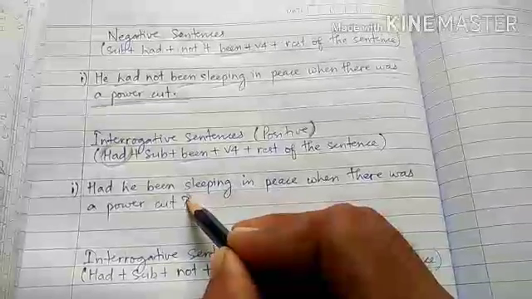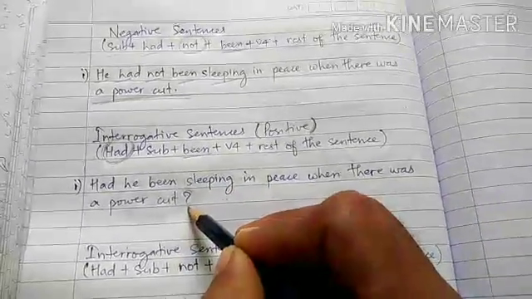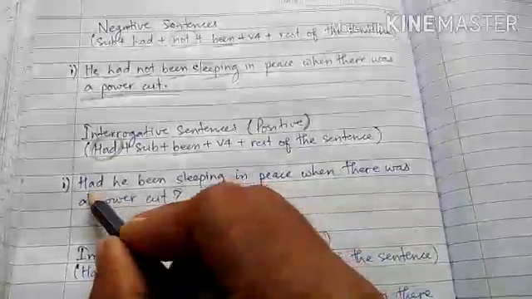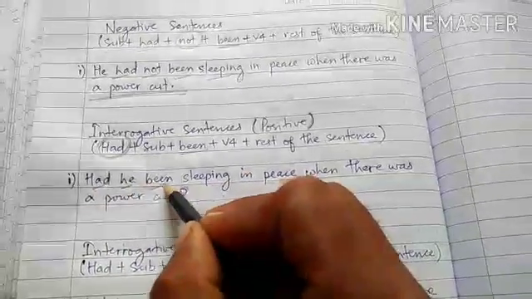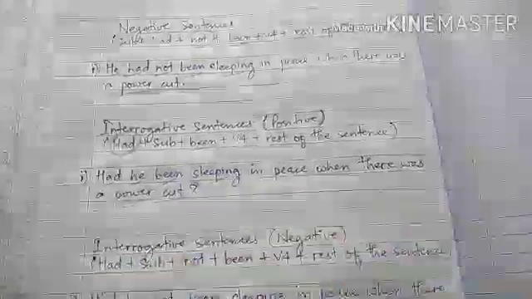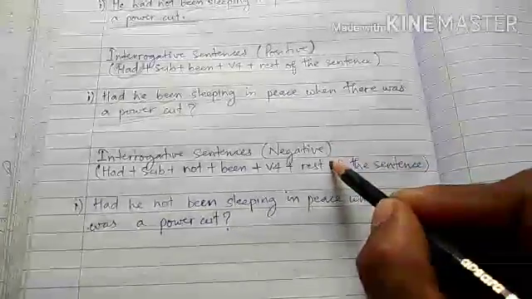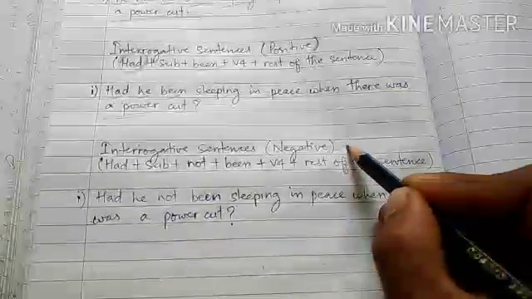This is the positive interrogative sentence in the past perfect continuous tense. Had plus subject plus been plus before plus rest of the sentence. Okay, I hope you have understood. Now let us move to the negative interrogative sentences in the past perfect continuous tense.